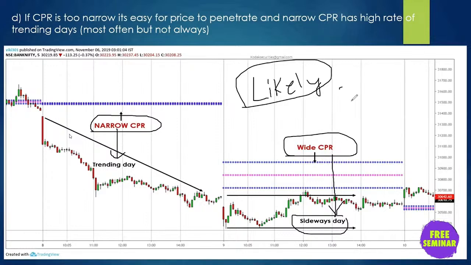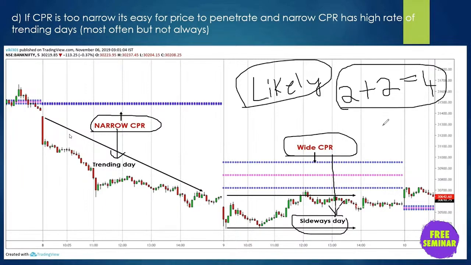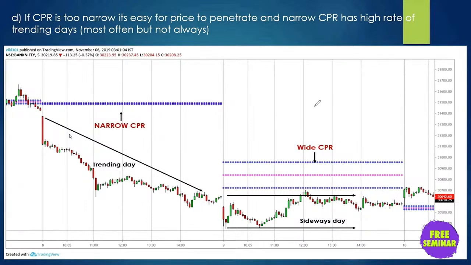In mathematics, 2 plus 2 is always 4. It never becomes 3 or 5. That is what is known as certainty, exact science. But in trading, 2 plus 2 can sometimes be 5, sometimes 3, sometimes 6. So that is what trading is. That means trading is not like an exact science. It's all about probability. So here also you can see that it is most often, but not always.